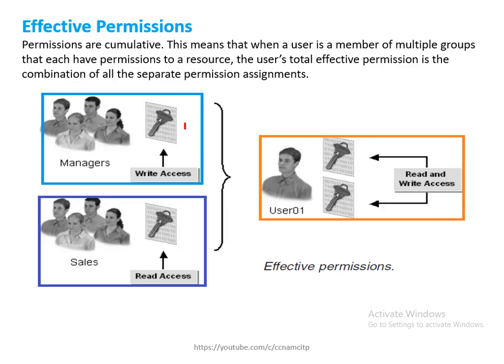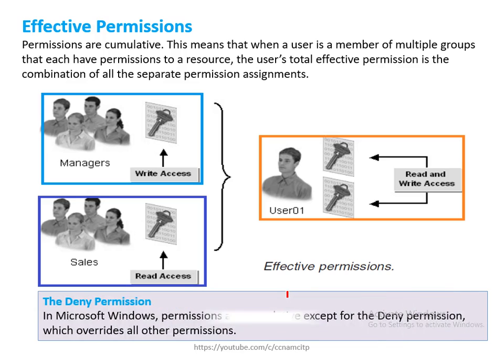How? For example, this is a user and he is a member of the managers group, so he requires write access to certain data, and he is also a member of the sales group, so he requires read only access to that data. So if he is a member of two groups, he will have read and write access. That is known as effective permission. Now in Microsoft Windows, permissions are cumulative except for the deny permissions, which override all other permissions.